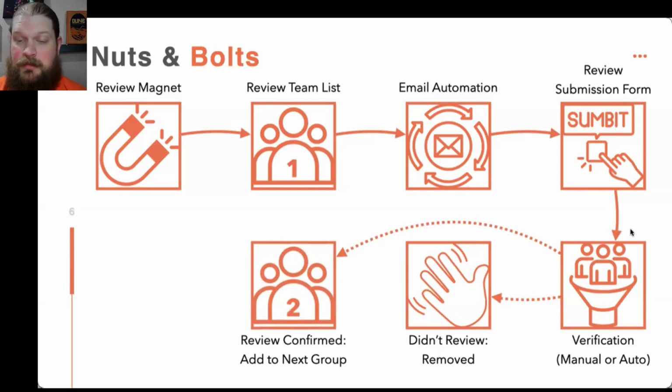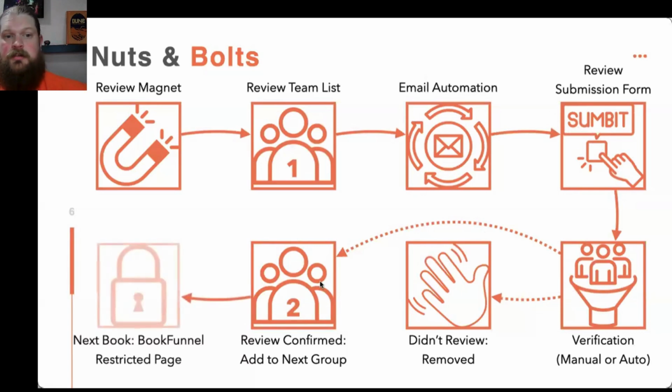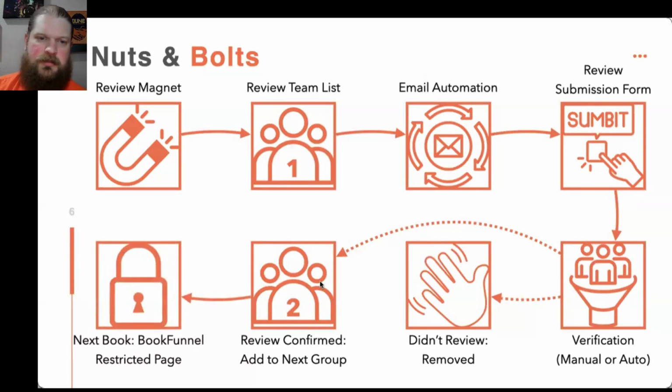This can be done automatically. You have them submit their review link through the submission form. That automatically can add them to the next group. That can automatically initiate another email automation, and that can deliver them the link to the next book in the form of a BookFunnel restricted page, right?